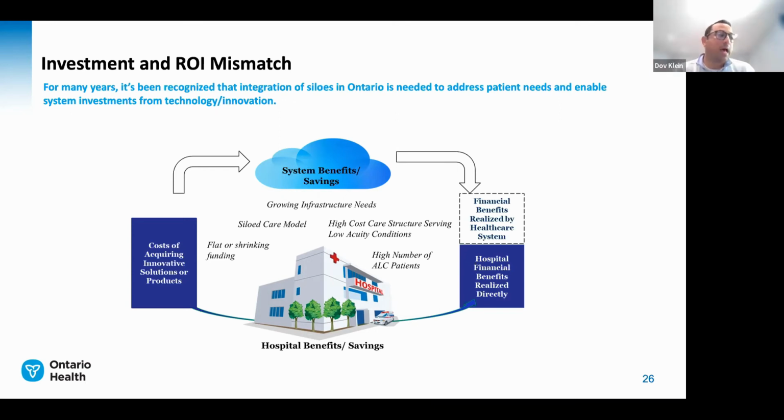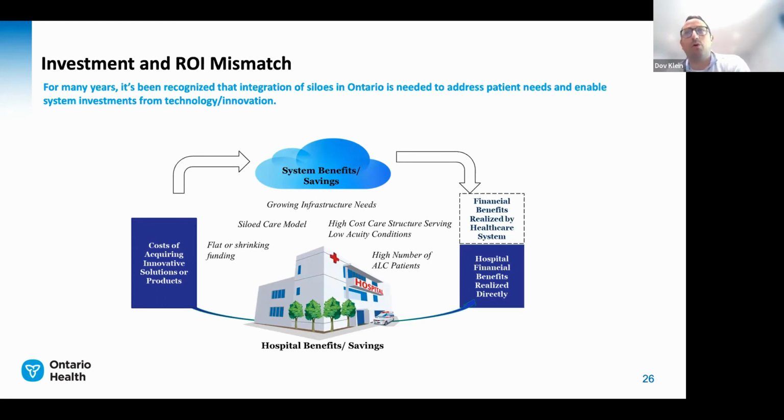Another example is digital pathology. Digital pathology is a no-brainer from a business case perspective when you look at it from a system output, but when you have to pay for it in the four walls of the hospital, very, very, very challenging business case. And so part of what we're trying to do at Ontario Health is look beyond just silos of the system and where business cases are realized and try to smooth out some of those mismatches as we move forward.